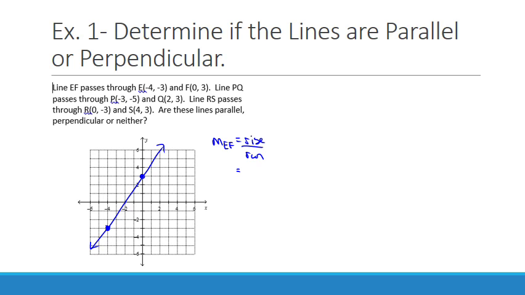So the rise, it's going to go 1, 2, 3, 4, 5, 6. I'm rising 6, and I'm running 1, 2, 3, 4. So my slope is 3/2. Okay, so I've got line EF covered. Let's look at the next one, line PQ.